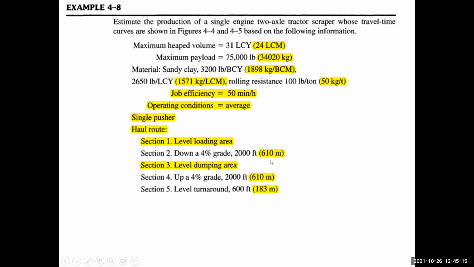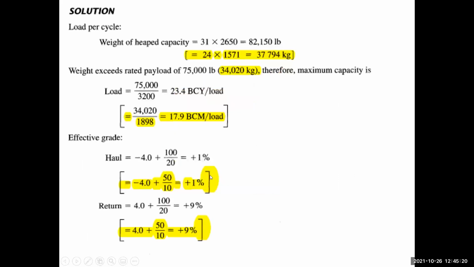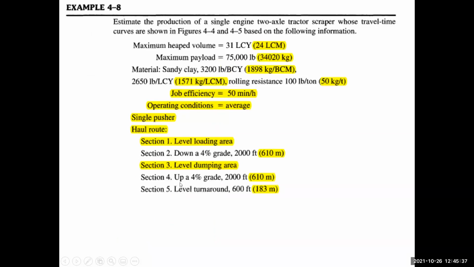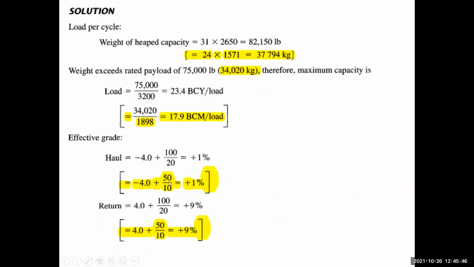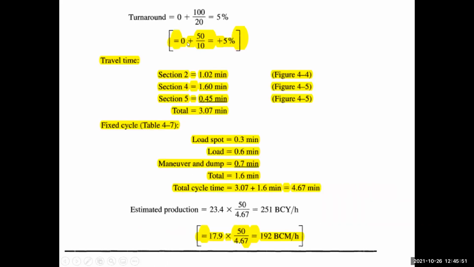The distance is 610 meters. Then the effective grade was found: when rolling down, it was 50/10, and the effective grade for the return was 4%. Over here we can see that in section 4, it is up, 610 meters. Having found this effective grade, the next time we find is the turnaround time, which will be 0 plus 50/10. The travel time will then be 1.02 minutes from figure 4-4, and the travel time for section 4 will be 1.6 minutes. So how have we found the travel time of 1.02 minutes?